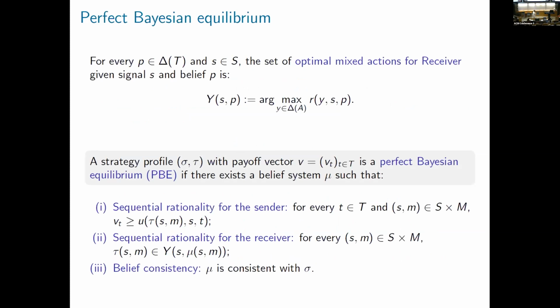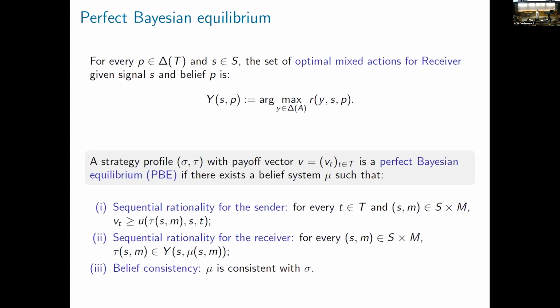For the receiver, whatever I observe, signal and message, I must play an action which is the best response given my belief. So it should be in the set Y of my signal and my belief. And you see up there the expression for Y, which denotes the set of actions which are best responses for the receiver when he has observed signal S and has belief P. If signal were payoff irrelevant, there would be no S in the Y. Namely, my best response would depend only on my belief, but now it depends also on the signal.